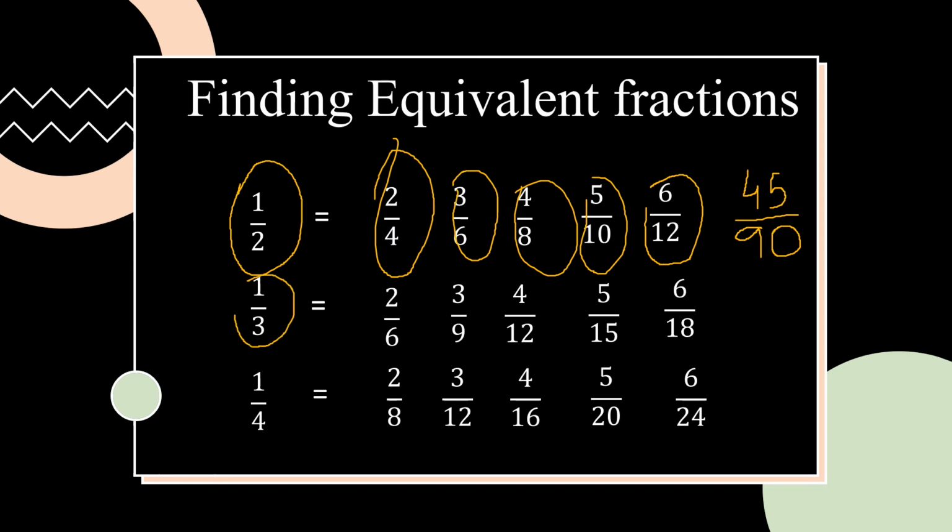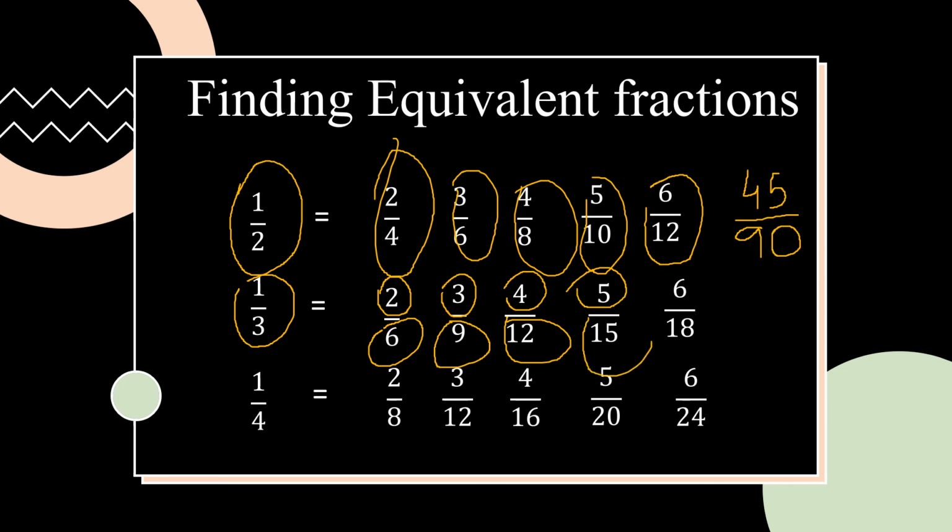Let's see 1 by 3. We have to write all the fractions in which the denominator is 3 times the numerator. So if I am writing 2 in the numerator, the denominator will be 6 as 2 times 3 is 6. If I am writing 3 in the numerator, the denominator will be 9 as 3 times 3 is 9. If I am writing 4 in the numerator, then in the denominator I'll be writing 12. If I am writing 5 in the numerator, then the denominator will be 15. If I am writing 6 in the numerator, the denominator is 18, as 6 times 3 is 18. So suppose I am choosing 10 in the numerator, then if it is equivalent to 1 by 3, in the denominator it will be 10 by 30, as 10 times 3 is 30.